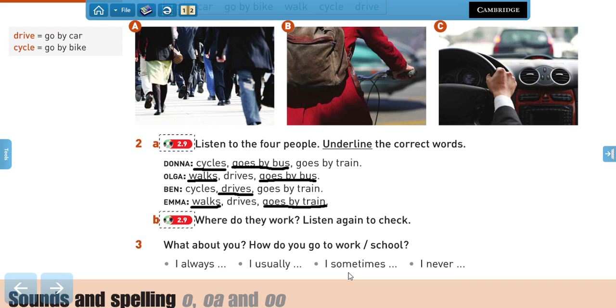Sometimes I take the underground. So I drive to the station, then I leave my car there, and then I go by underground. I never go by bus because it is very slow, right? And the traffic is terrible. So if I'm in a hurry, I cannot get late to the class, right? Because I'm the teacher, of course. So I never go by bus. I sometimes go by underground and I always drive. Now, what about you?